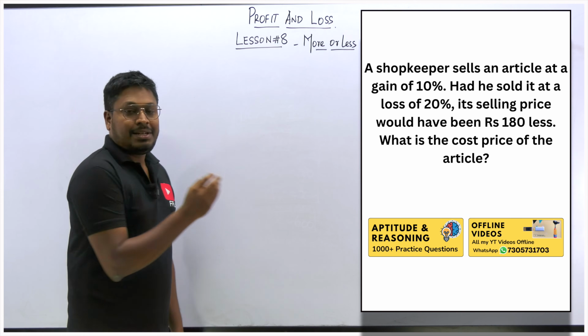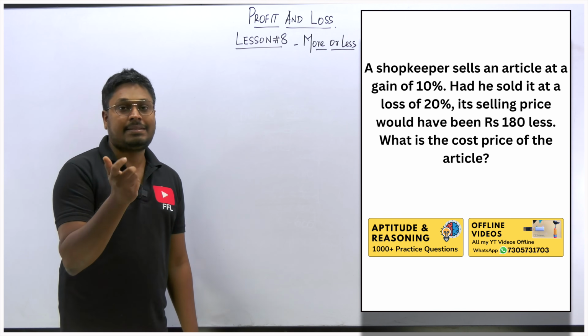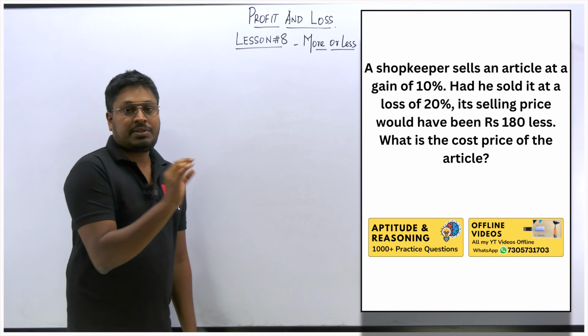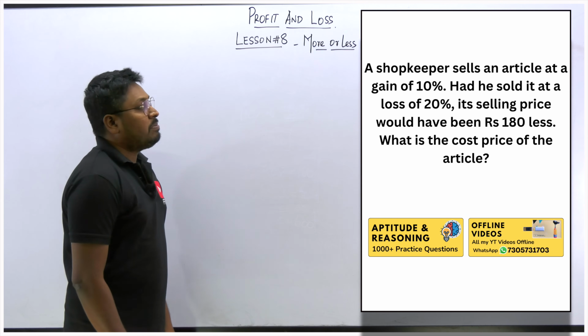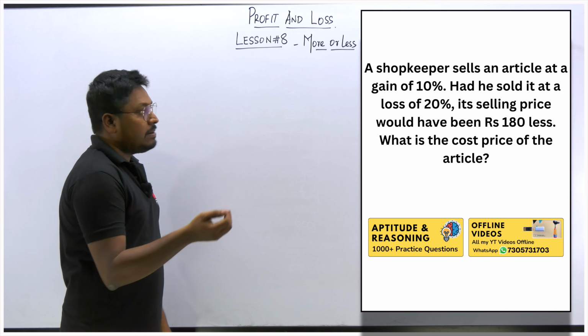So the last question is based on a loss basis and less. Two questions were more and this question was less. So a shopkeeper sells an article at a gain of 10%.